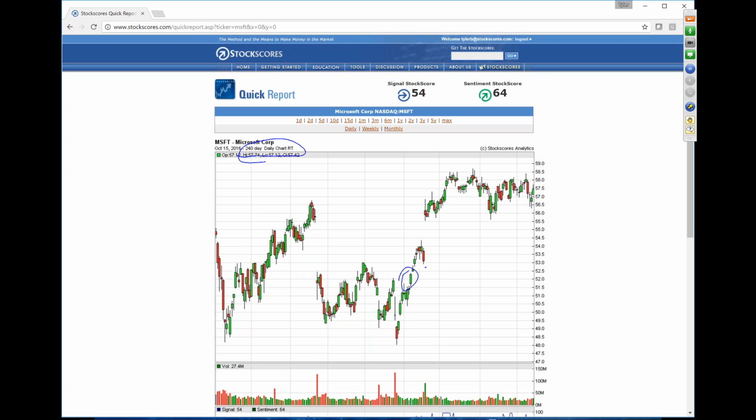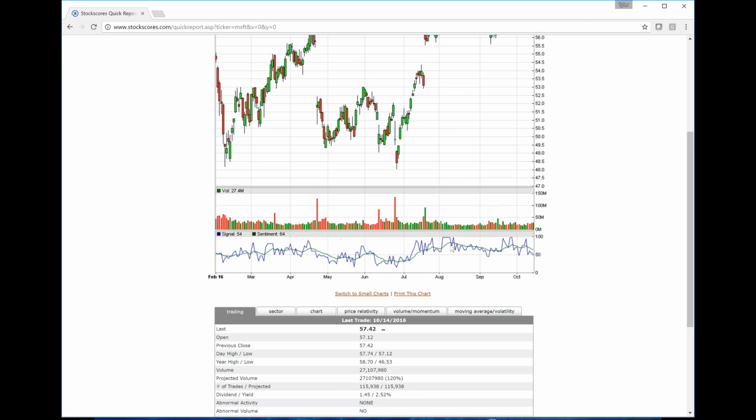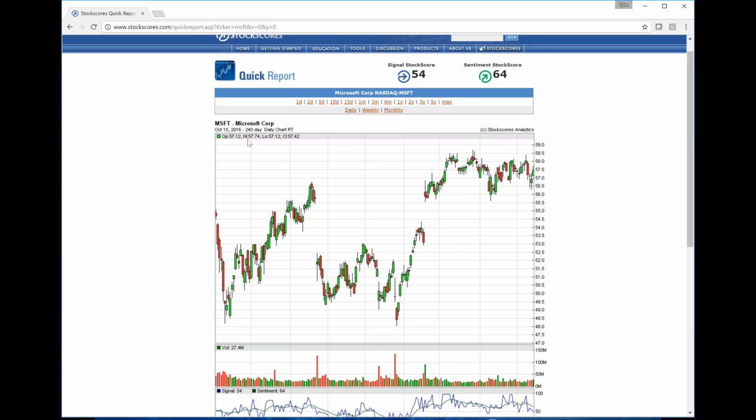That means each one of these candles on the chart reflects a day of trading. And then we have the volume down at the bottom. So that's the amount of stock that traded that particular day. And then we have here the stock scores indicators, which we use for many of our position trading strategies, longer term strategies. All right, so that is a 240-day daily chart.